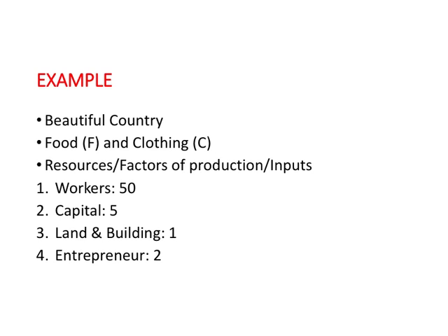Suppose there is a country by the name of Beautiful. So there's a beautiful country, and this country has a certain supply of factors of production, inputs or resources. Suppose this country has 50 workers. It could be 50 million, but let's assume it's 50. 5 units of machine or capital. And then we have land and building. So the country has a fixed amount of land. And let us assume there's one building. And we have 2 entrepreneurs.